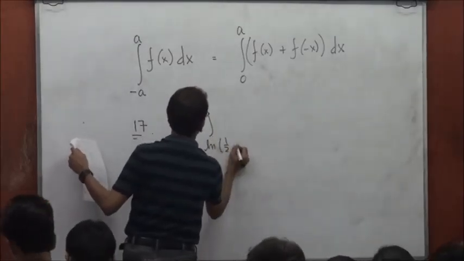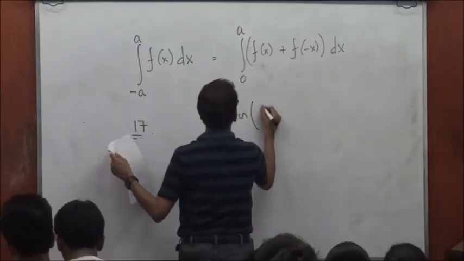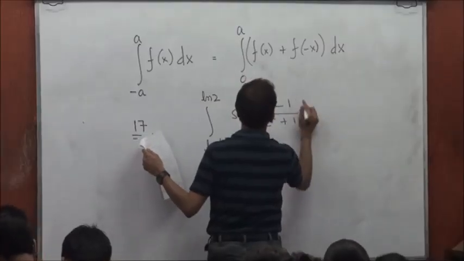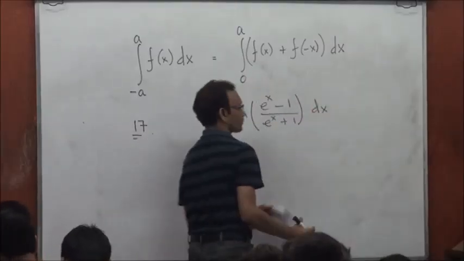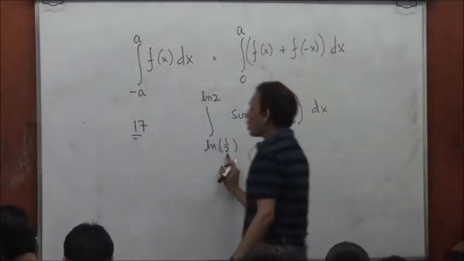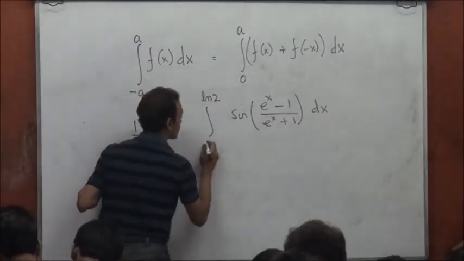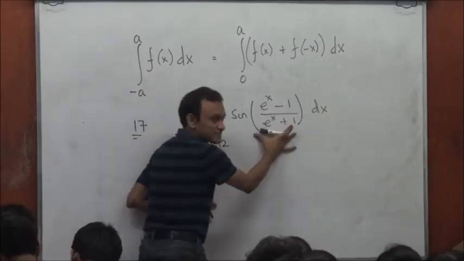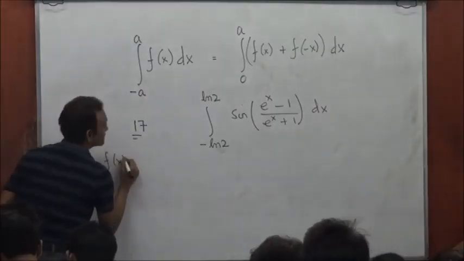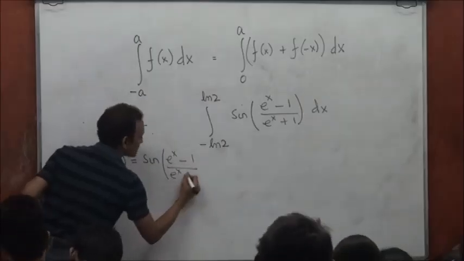Look at problem number 17: log half to log 2, sine of e power x minus 1 by e power x plus 1 dx. Now log half is like minus log 2. Now look at this function. So it's like minus a to plus a fx dx, where fx is sine of e power x minus 1 by e power x plus 1.